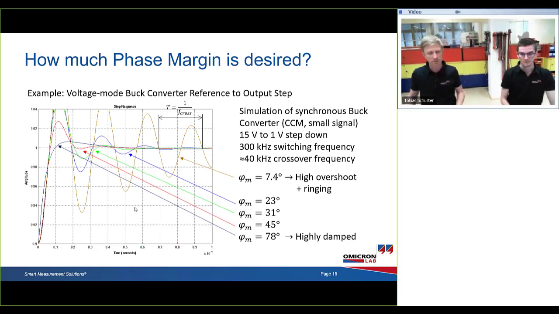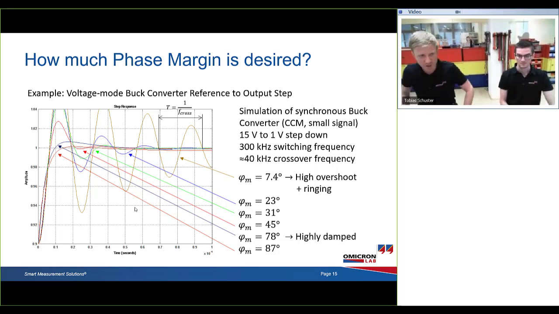And then at 70 degrees plus, you end up in the highly damped or overcritically damped case where there is no ringing left anymore. If you further increase the phase margin, it will just become slower. That's why a design goal for phase margin is typically somewhere around 60 to 70 degrees, or at least 60, or some people say 50. It depends a little bit on how much overshoot is allowed and the trade-off between speed and damping.